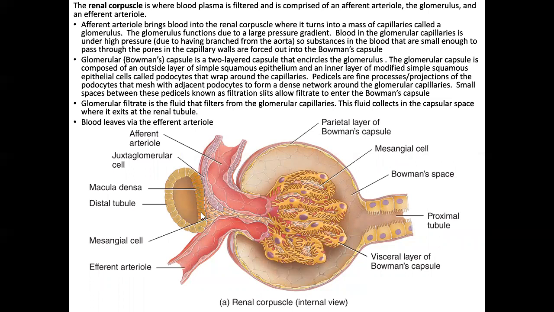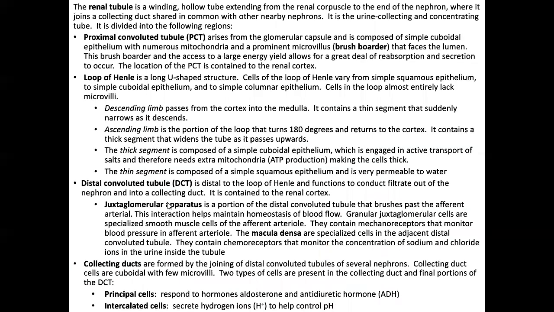These cells here, called the macula densa, are going to be able to communicate with these cells here of the afferent arteriole, which are known as juxtaglomerular cells. And those are all part of what we call the juxtaglomerular apparatus, which allows for communication to occur between the distal convoluted tubule and the afferent arteriole in order to help maintain homeostasis of blood flow. We'll get into kind of how it all works later in the lecture. It's pretty complicated, but it's pretty amazing.